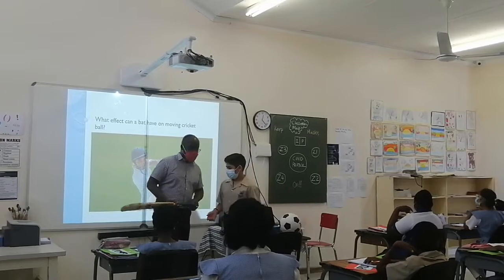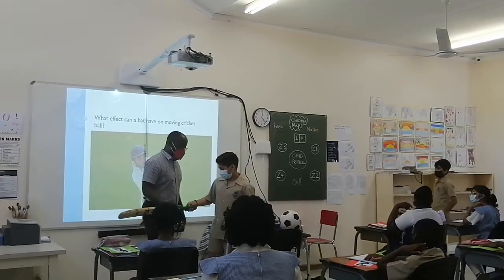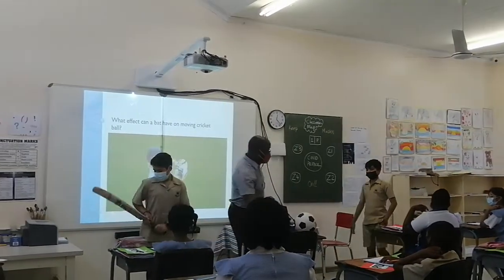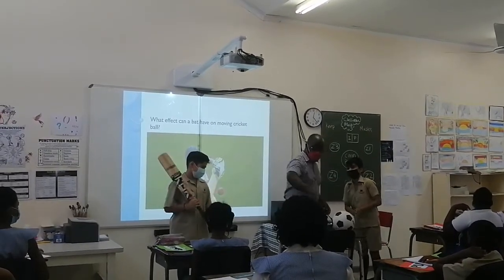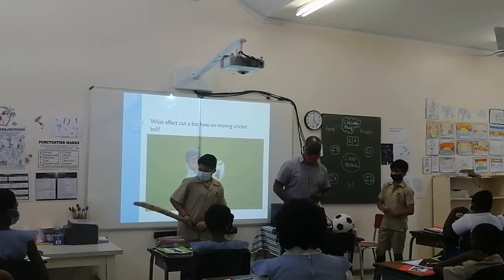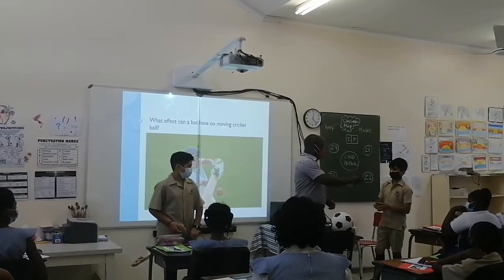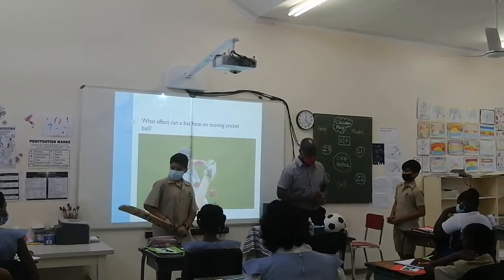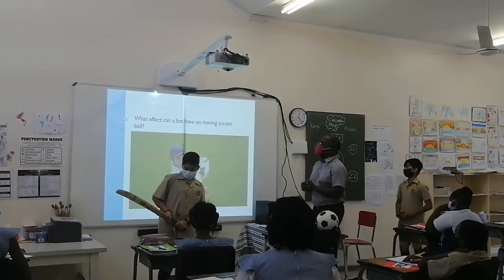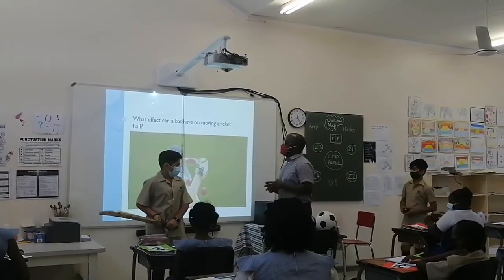So I want Ari to stand this side, and he's going to be facing the bowler. Okay? So the bowler's on the other side. You're not going to bowl, so he's in the classroom. Other things that can break in here. Okay, we're not going to do anything silly. Okay, but you're going to hold the wicket. So you're going to represent the bowler, you're going to represent the batsman. Now, I want to ask the question, what effect can a bat have on a moving cricket ball?